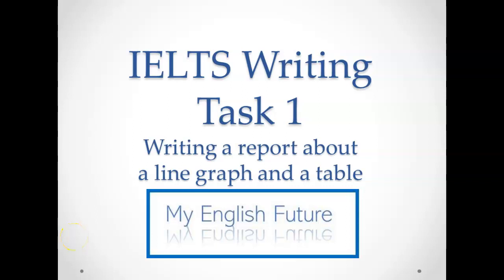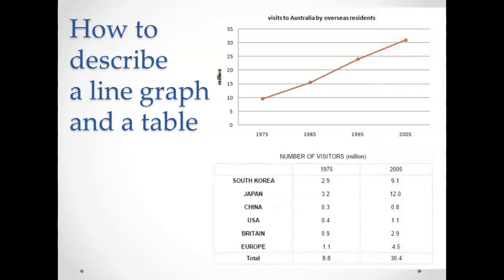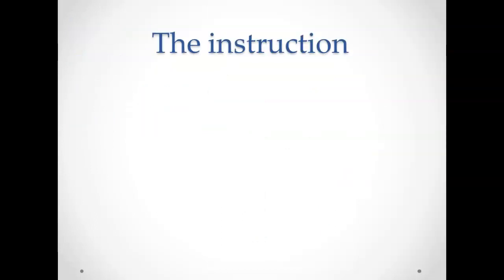Let's look at how to write a report with two stimulus. The first one is a line graph and the second one is a table. The line graph is very simple. The table, however, is a lot more complicated. Let's look at some features.